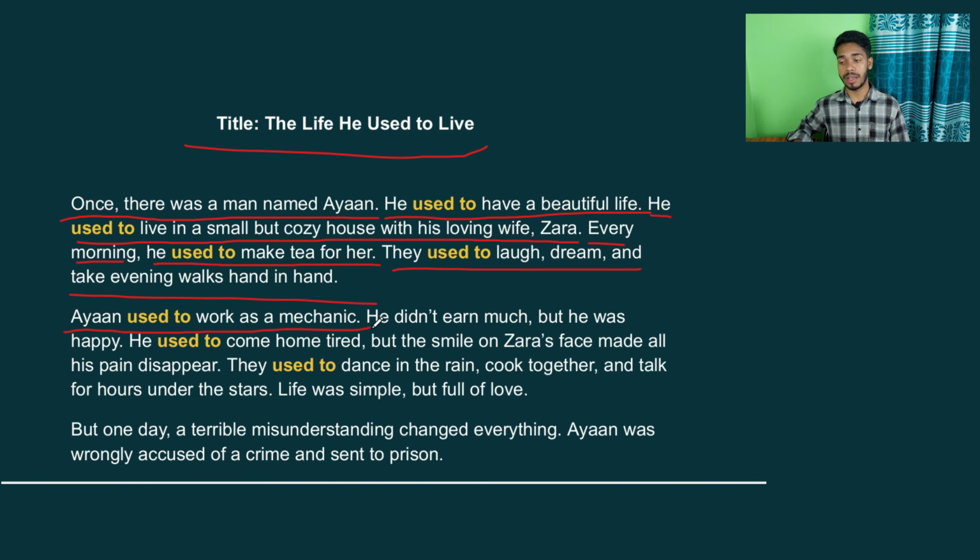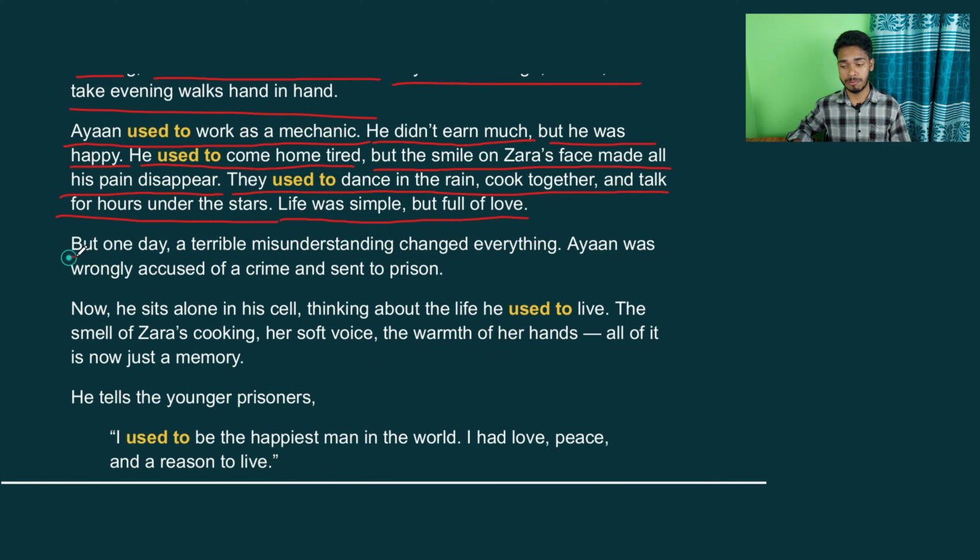Ian used to work as a mechanic. He didn't earn much, but he was happy. He used to come home tired, but the smile on Zara's face made all his pain disappear. They used to dance in the rain, cook together, and talk for hours under the stars. Life was simple but full of love. But one day, a terrible misunderstanding changed everything. Ian was wrongly accused of a crime and sent to prison. So sad. Now he sits alone in his cell thinking about the life he used to live.